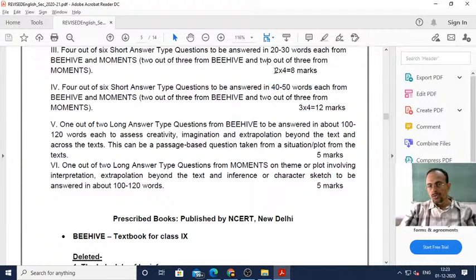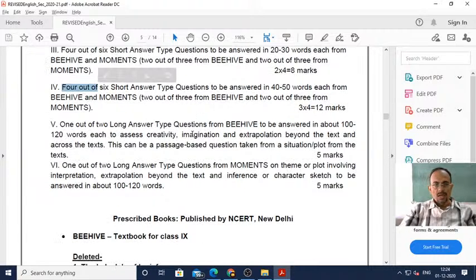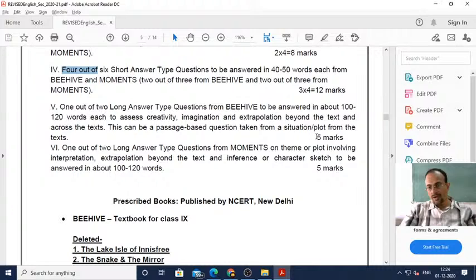The 2 mark questions are 20 to 30 words, but 3 mark questions you've got to answer in 40 to 50 words. 4 out of 6 short questions. Okay, and the first question is 4 out of 6 but 2 marks, and again 4 out of 6 but here 3 marks. Okay, and then there will be 2 long questions, 5 marks each. One is a long question from Beehive, 5 marks, 100 to 120 words, and another long question from Moments. Okay, so one from Beehive, one from Moments, long questions of 5 marks you've got to write in 100 to 120 words.